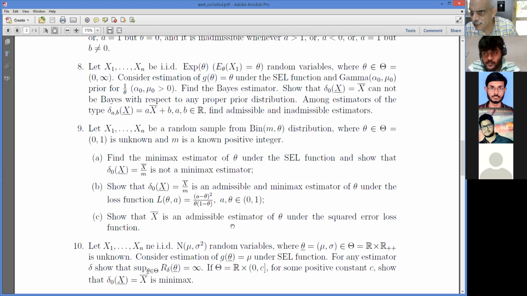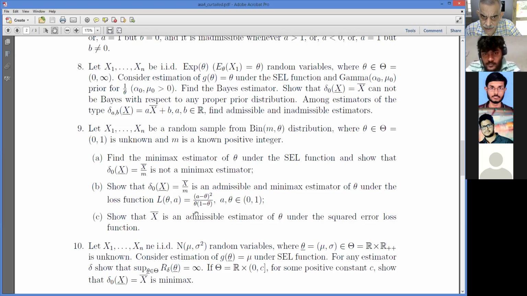Theta into 1 minus theta is positive, so I divide both sides by theta into 1 minus theta, and the inequality doesn't change. So that would say that the expected value of (delta naught minus theta) whole square by theta into 1 minus theta is less than or equal to the expected value of (X bar minus M minus theta) whole square divided by theta into 1 minus theta, with strict inequality for some theta.